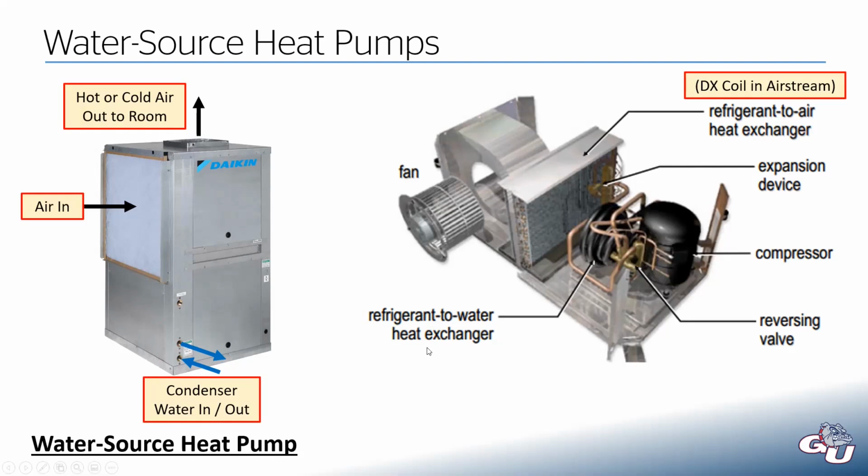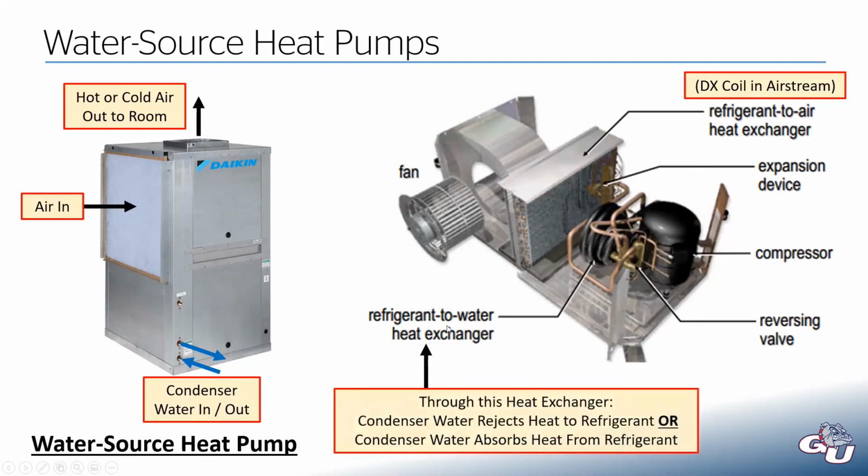And then we also have our refrigerant to water heat exchanger. And it's through that we are transferring heat energy with our condenser water loop. So if this unit is in cooling mode, it's rejecting heat into the water through this refrigerant system. If this is in heating mode, it is pulling heat out of the condenser water system to then deliver into the space.